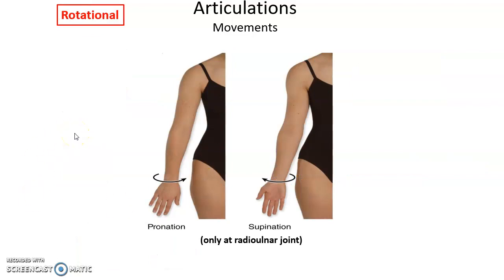Okay, other rotational movements are pronation and supination. This only occurs at the radioulnar joint. That's the joint between the radius and the ulna. And this allows us to twist forearms so that the palms are either facing forward, anteriorly, or backwards, posteriorly. So supination is when you turn the forearm so the palm faces anteriorly. Pronation is turning it so the palm is facing posteriorly.